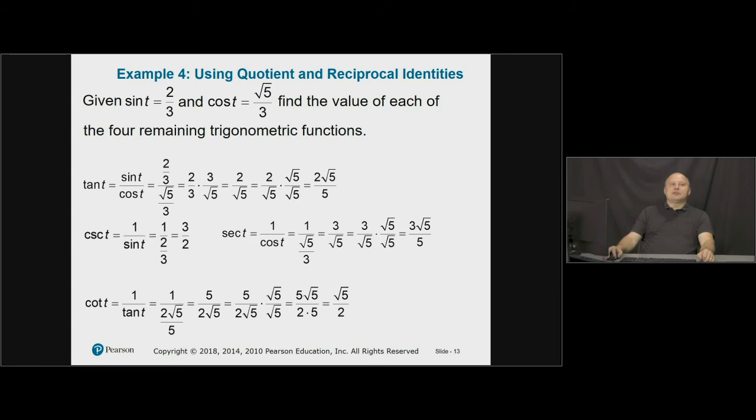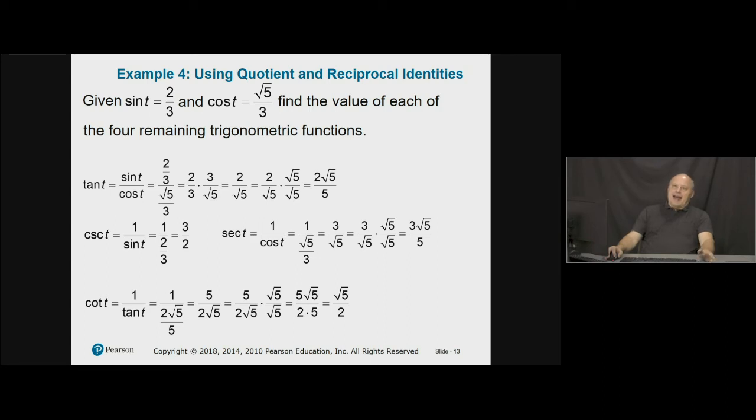And then the last one, the cotangent of t, is 1 over the tangent. And tangent was the one that we found at first. That was 2 root 5 over 5, so you take the reciprocal of that one. And then you rationalize the denominator, and you end up with square root of 5 over 2.